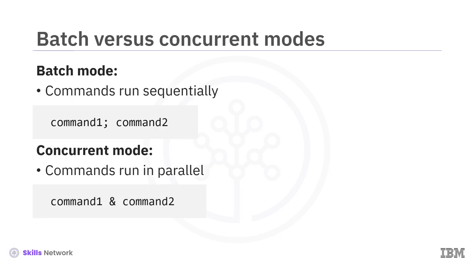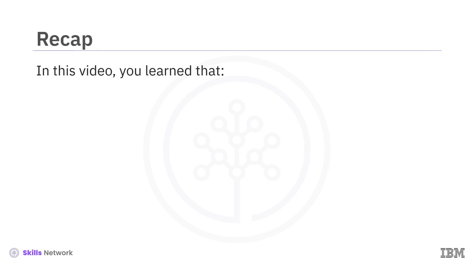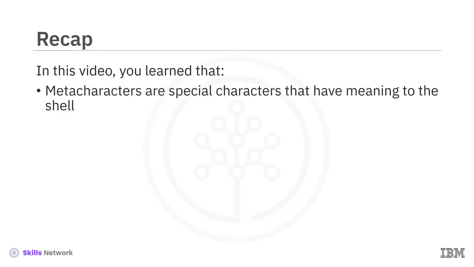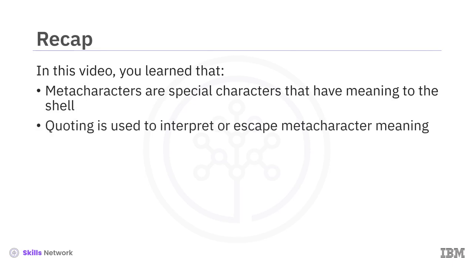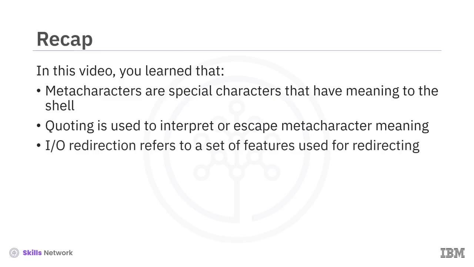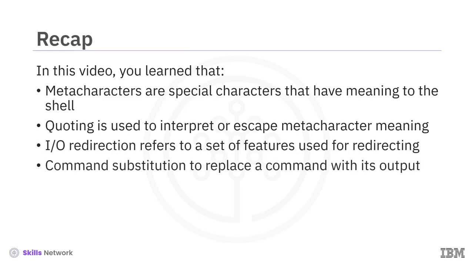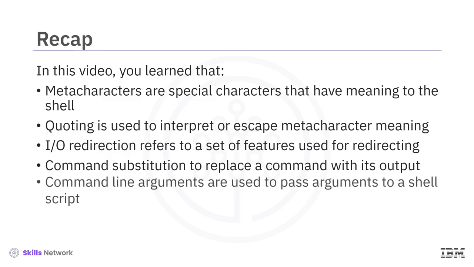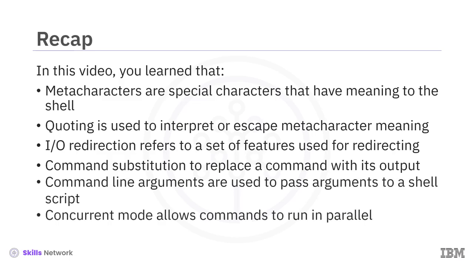In this video, you learned that metacharacters are special characters that have meaning to the shell. Quoting is used to interpret or escape metacharacter meaning. I/O redirection refers to a set of features used for redirecting. Command substitution is used to replace a command with its output. Command line arguments are used to pass arguments to a shell script. Concurrent mode allows commands to run in parallel.